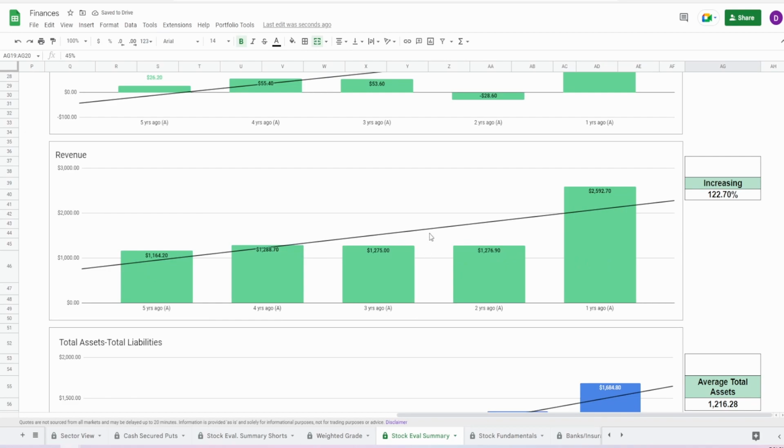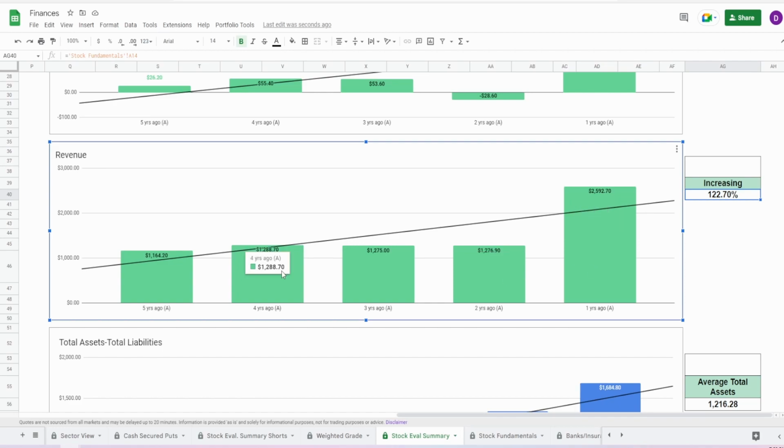Into the revenue, we see something similar one more time, $1.2 billion to 1 year ago of $2.6 billion, increase of 122.7%. Now, the jump wasn't as much as we have seen before, but it is still a pretty big jump, going from $1.28 billion to, as I said, $2.6 billion. It's still a very, very big jump, guys.